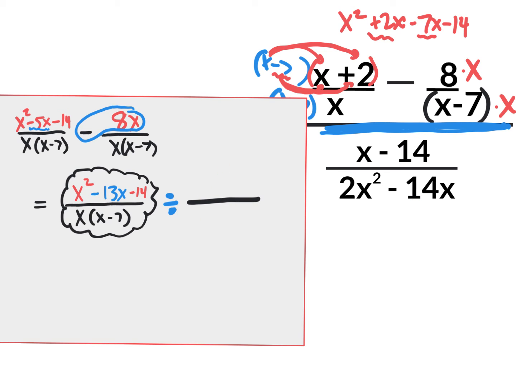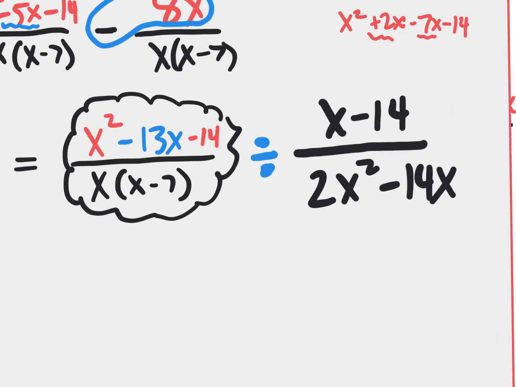So this is an x minus 14 over 2x squared minus 14x. Okay? So do we understand how I got the answer, which was this up here, and I divided by this fraction? Yay? I wrote it horizontally instead of vertically. You with me? Okay. So now I could focus in just on this problem right here.